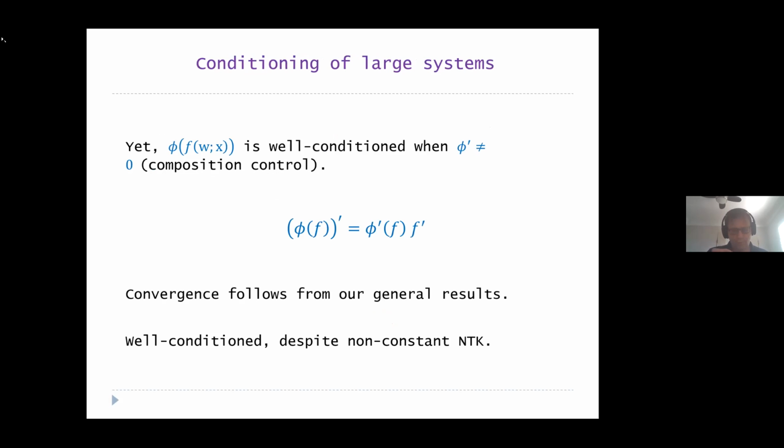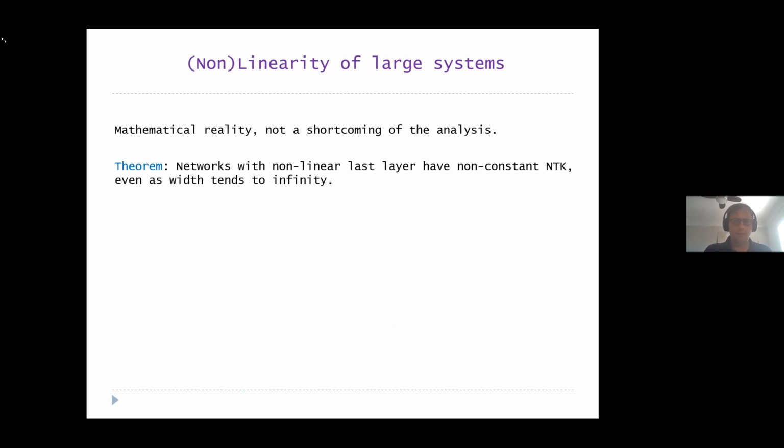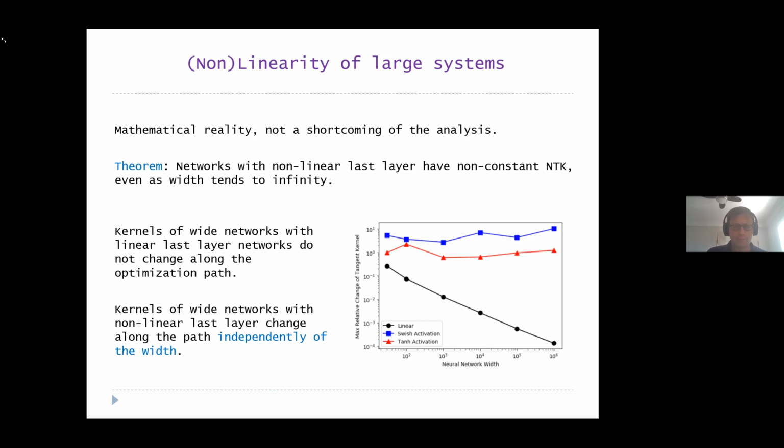So you can still prove that this network that we had before is well conditioned. So you would get convergence, but there is no transition to linearity anymore because that last layer thing just kills it. So this is really a mathematical reality. This is not a shortcoming of the analysis. We can prove it, and it's a theorem. As long as the last layer is non-linear, you will have a non-constant NTK. And you can do some experiments to verify this numerically as well.